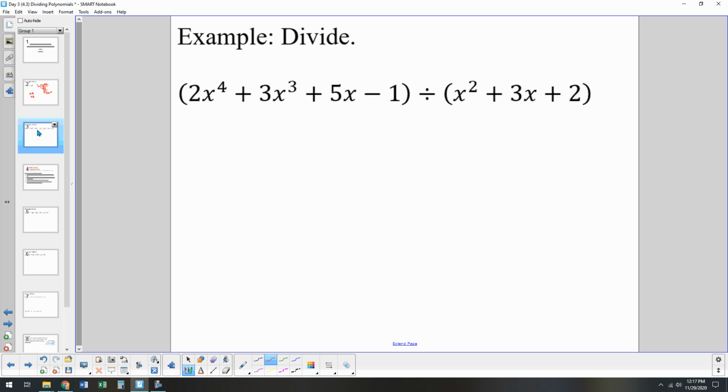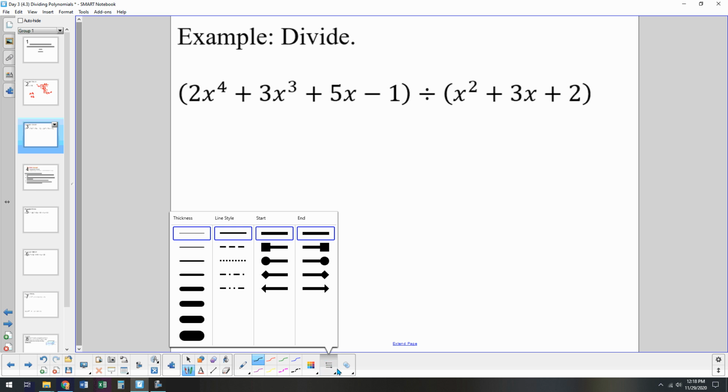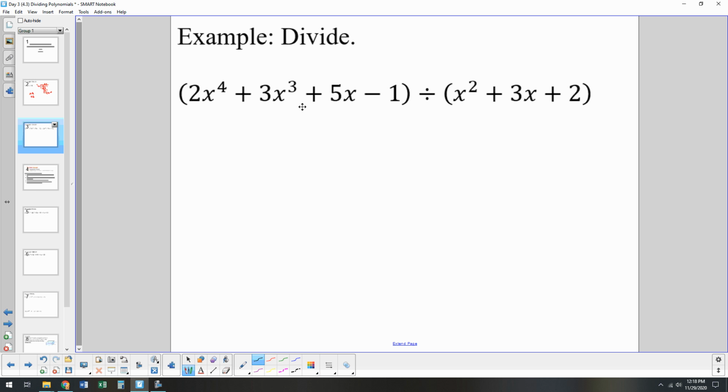So if I wanted to divide these polynomials, I'm going to set it up the same way I just set up that other numerical long division. Let's get some smaller lines here because we're going to have a lot going on. So the first number is the one that goes under. So that's going to be the 2x to the 4th plus 3x cubed. I need to put a placeholder there, 0x squared plus 5x minus 1. And what we're dividing by goes on the outside.